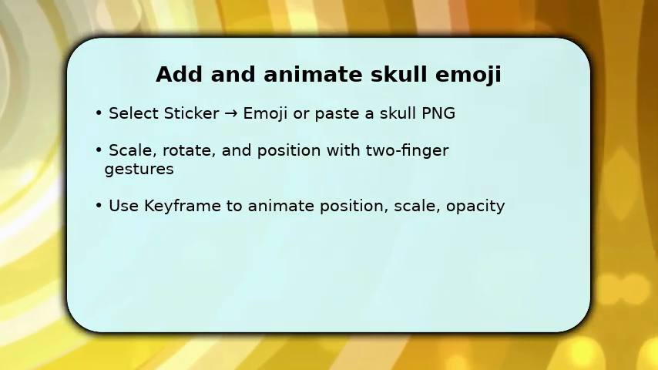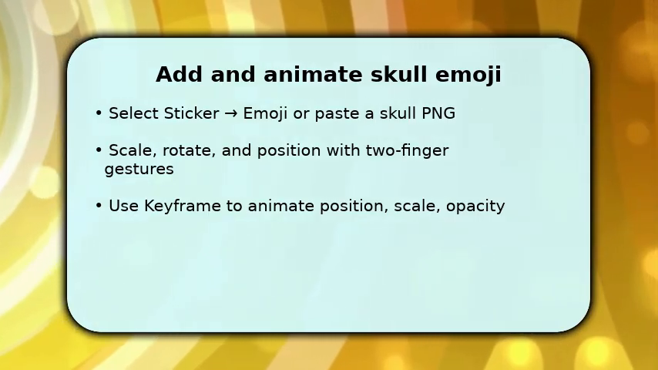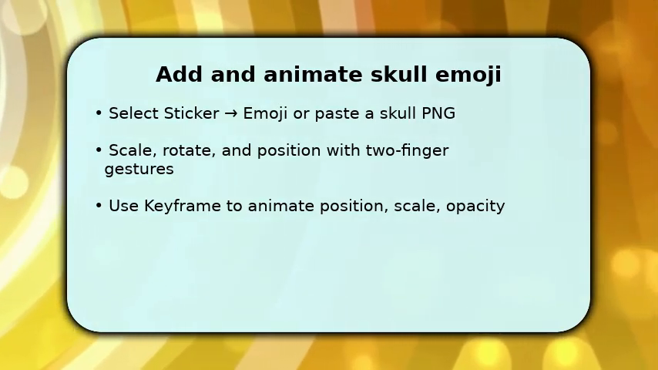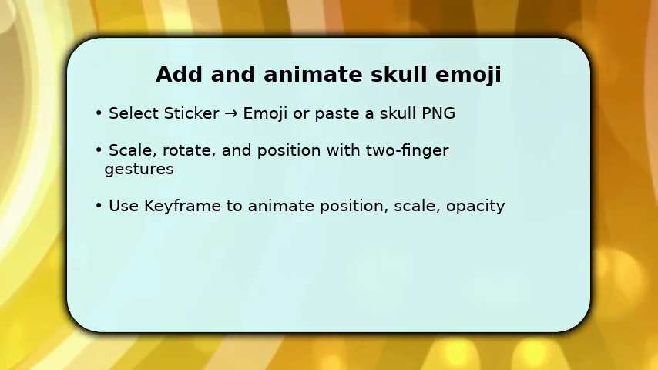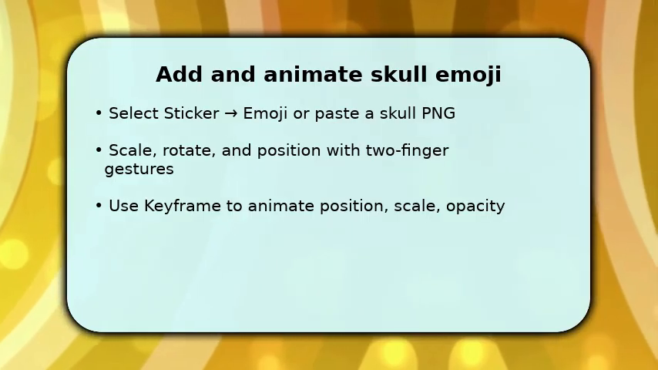Next, enable keyframe at the sticker layer to animate motion. Set a start keyframe, move the playhead, then adjust the sticker and add another keyframe. This creates smooth movement. Also change opacity or add a quick pop scale for emphasis.